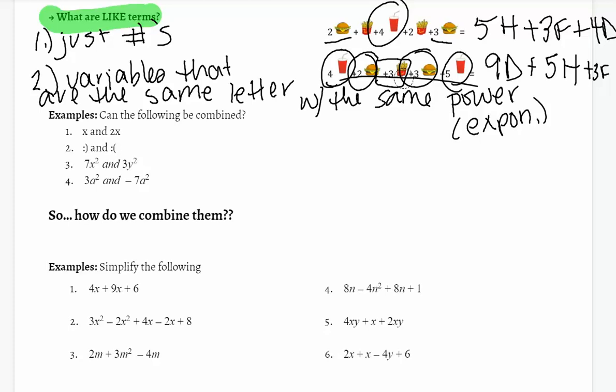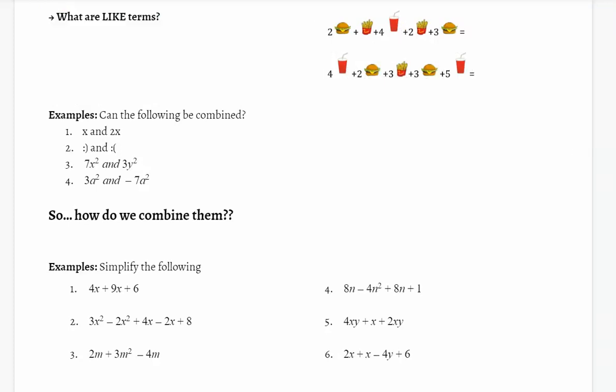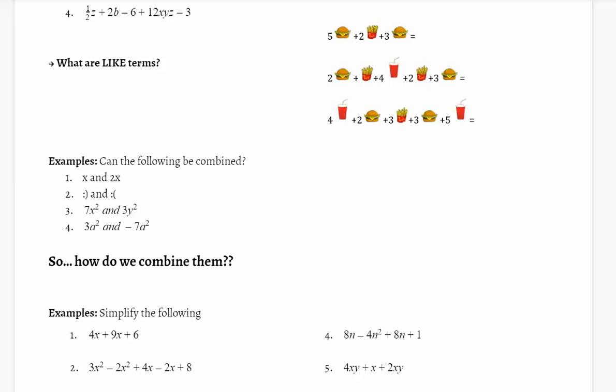If I can't combine chicken nuggets with a hamburger and get a McChicken, that's not going to work out too well. Again, I'm not going to be satisfied with my order. So if I look up at that one I scrolled up past, 5 hamburgers plus 2 French fries plus 3 hamburgers is going to be a total of 8 hamburgers plus 2 French fries. And again, if I'm eating this, I'm probably going to gain 4,000 pounds, but it's okay. It'll be worth it. So notice I'm combining the terms that are alike.